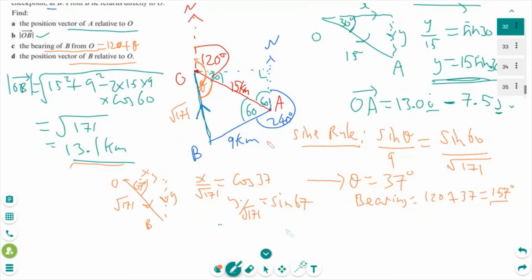If you work out x, you get about 5.1. This is to the right. If you work out y, sine 67 times root 171, you get 12.1. That's moving downwards. We write it minus 12.1j. So that will be the position vector of B relative to O.